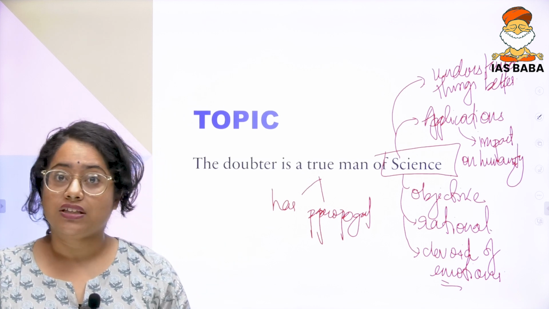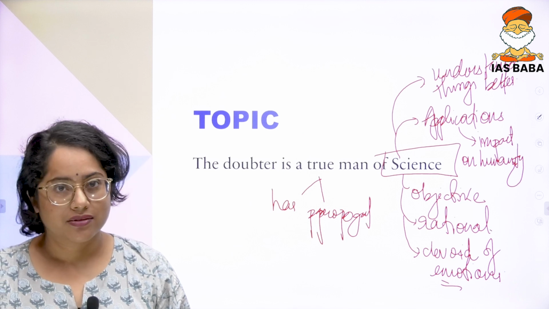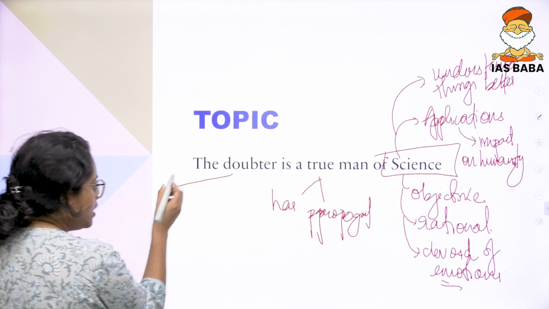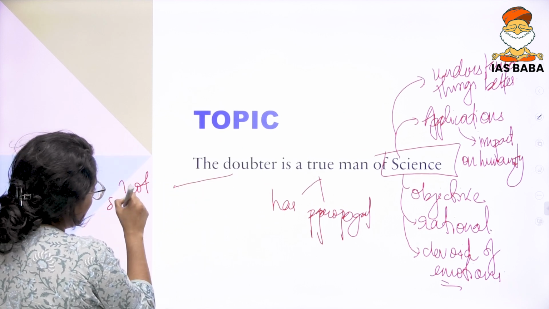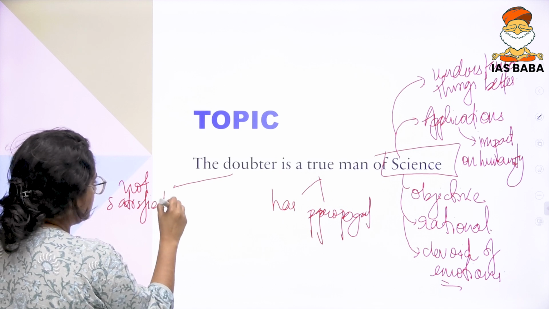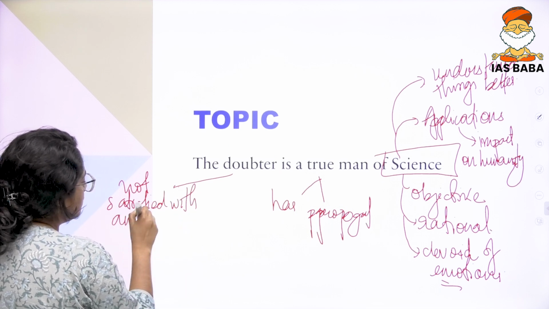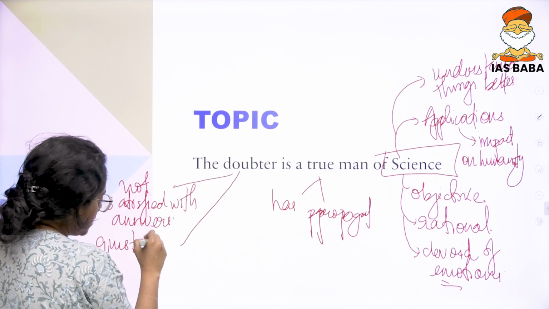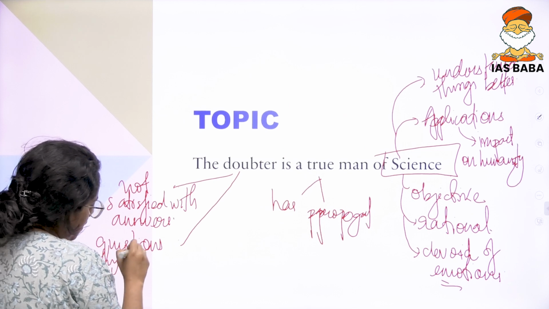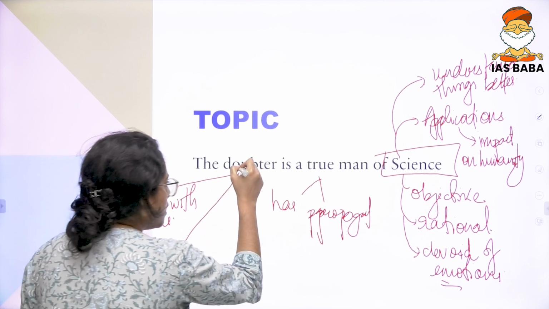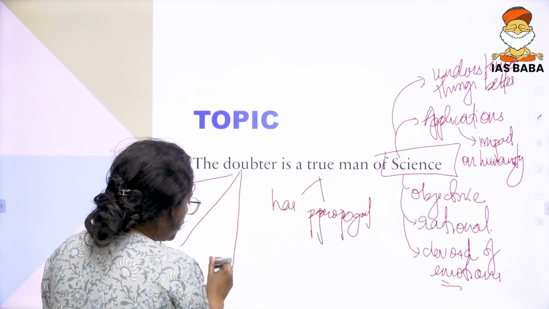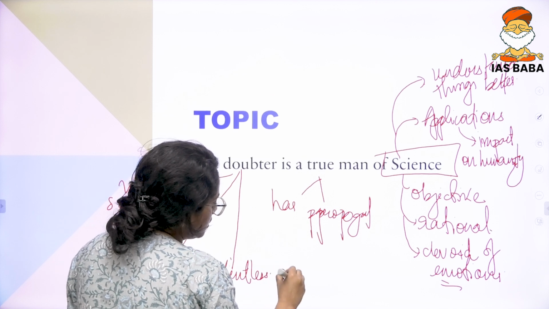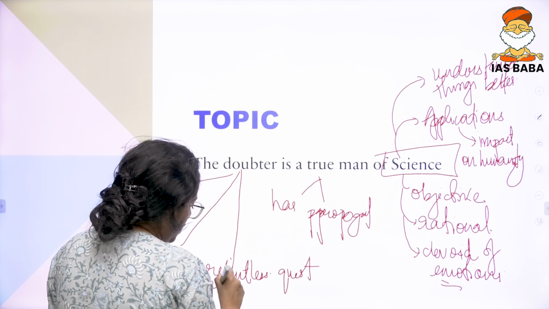Now the topic over here says the doubter is a true man of science. Now who is a doubter? A doubter is someone who generally is not satisfied with answers. A doubter is someone who questions the why and how of things. A doubter is someone who has a relentless quest for information.